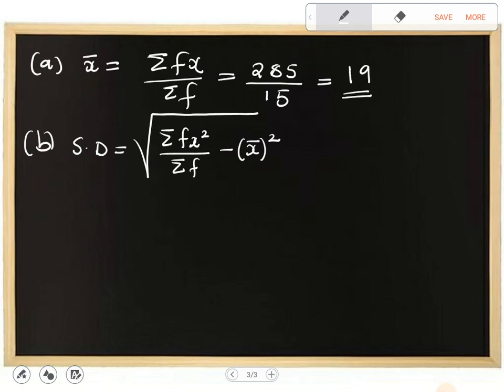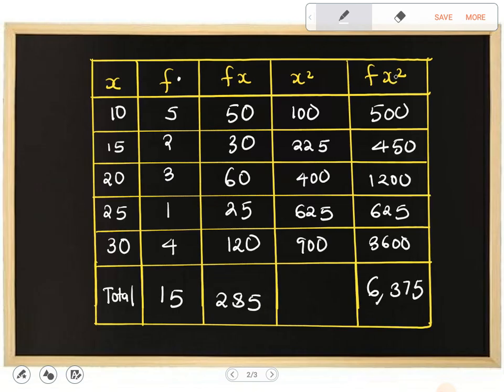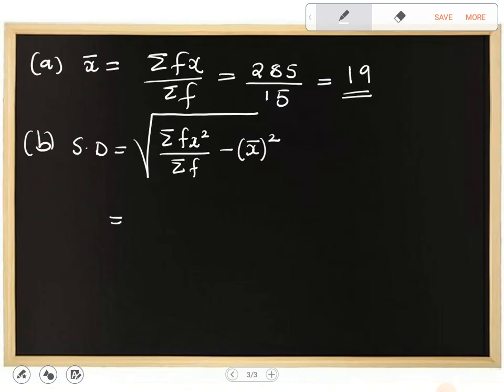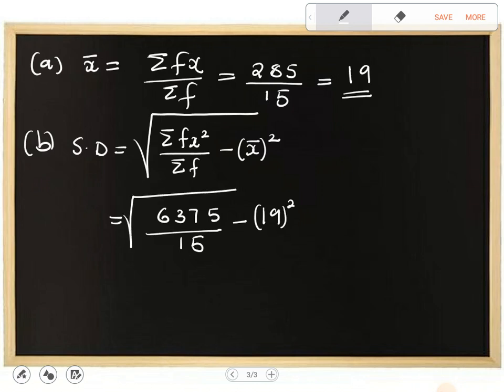So now, what is the sum of f x squared? 6375. 6375 over, what was the summation of f? Summation of f was 15. What was the mean? 19. So we are squaring 19. Then we say square root. Okay. Then we punch.